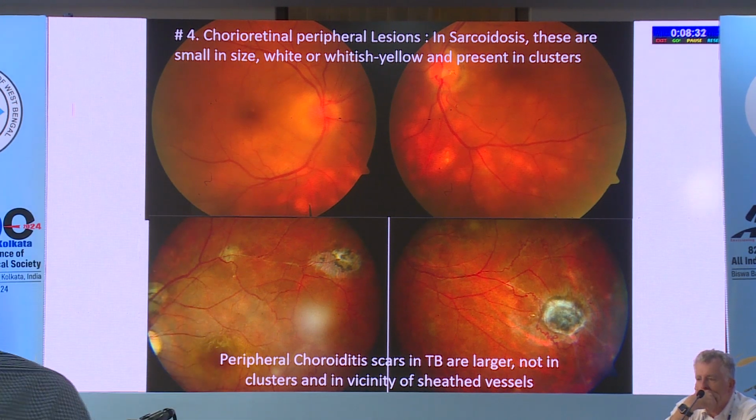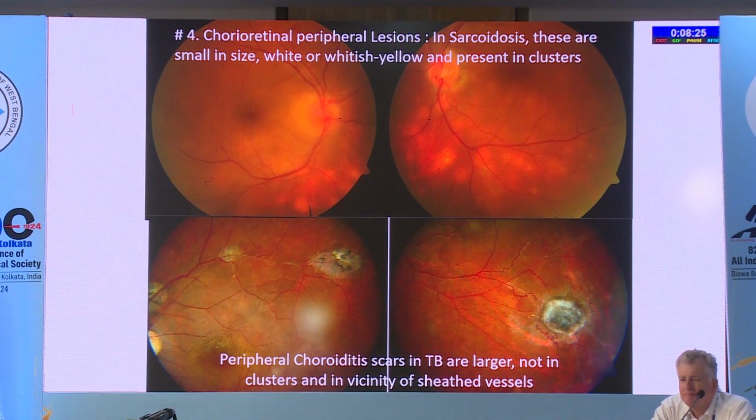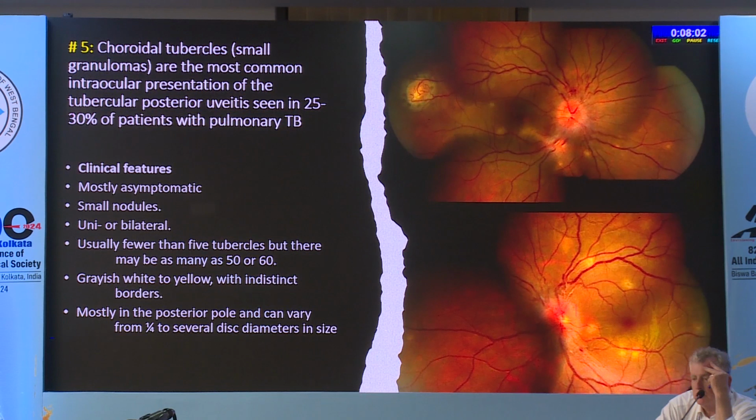Within that, or along with that, there can be certain lesions, and we are just talking about the clinical examination. I have not touched upon any of the lab tests, because the clinical examination is the first thing which is going to help you arrive at a particular diagnosis. The next can be the chorioretinal peripheral lesions. In sarcoidosis, these are very small in size, white or whitish yellow, and present in clusters. Whereas in TB, these are larger in size, not in clusters, and present next to the vessels, in the vicinity of the vessels. So this can be something which can be differentiating.